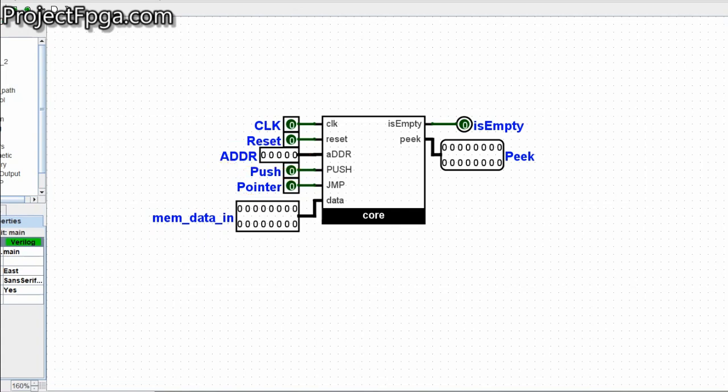So you are going to use this address. You put the address here, then you have your pointer signal on for you to jump to a particular address.